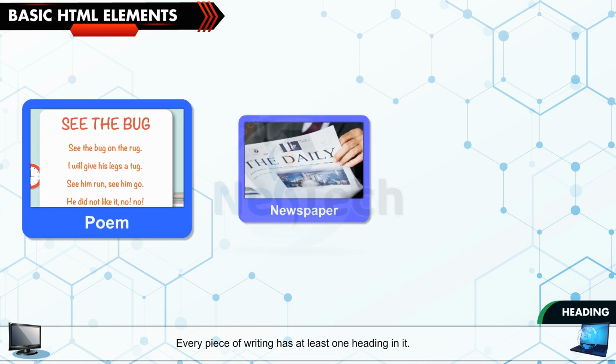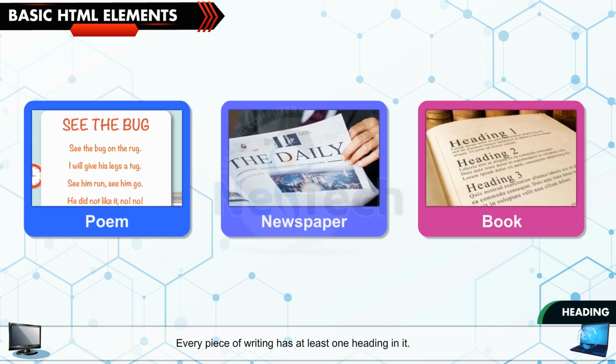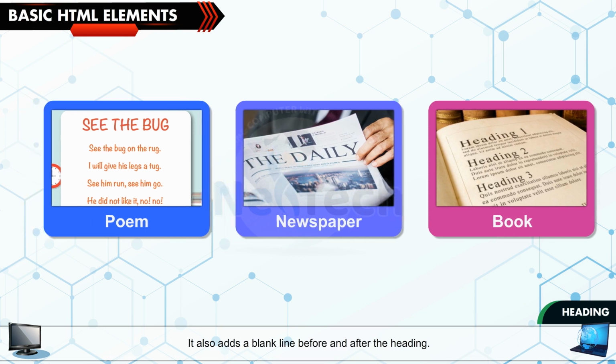Heading. Every piece of writing has at least one heading in it. For example, a poem has a title as its heading, newspapers have headlines, chapters in your textbooks have a title, main heading and subheadings of a topic, and sometimes multiple levels of subheadings. The heading element is used to display the defined text bigger and darker than the normal body content. It also adds a blank line before and after the heading.